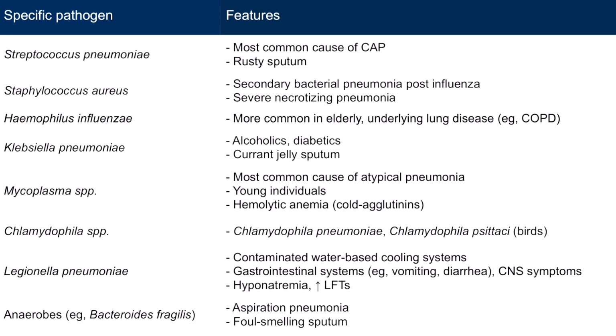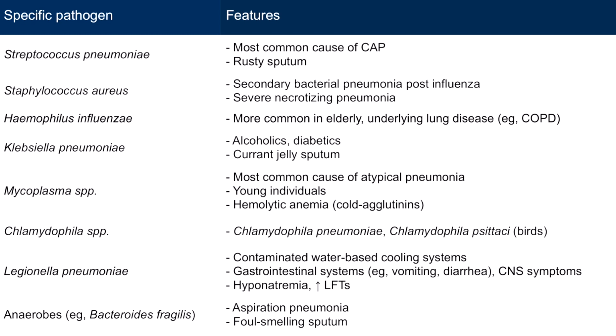Staphylococcus aureus is especially known for causing secondary bacterial pneumonia post-influenza. Recall from step 1 that it's a highly virulent organism and, not surprisingly, causes a severe necrotizing pneumonia with a high mortality. Haemophilus influenzae is also a common cause of community-acquired pneumonia and is particularly common in elderly and those with underlying lung disease, for example COPD.